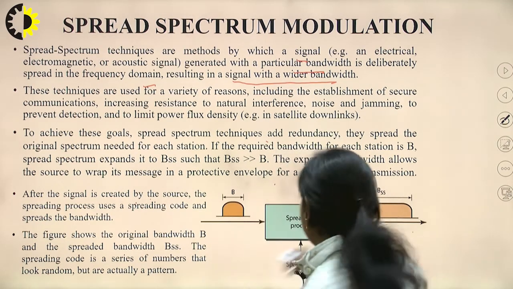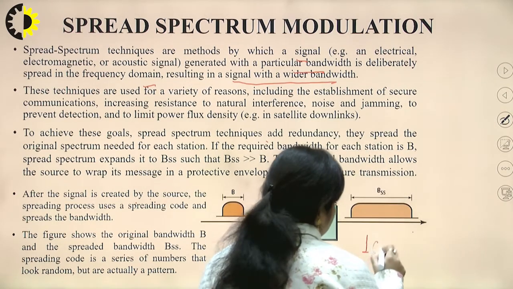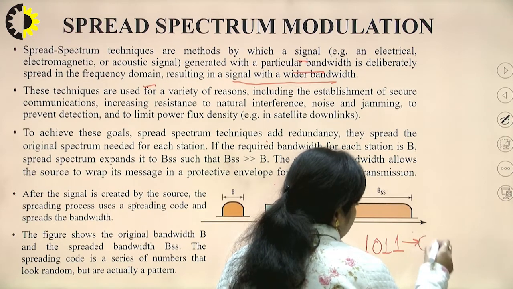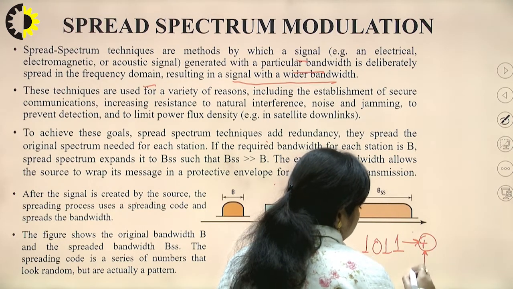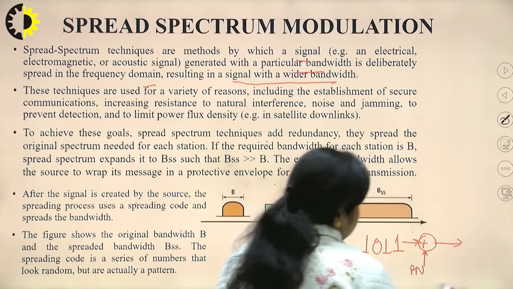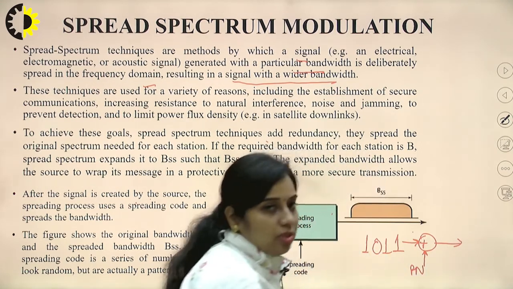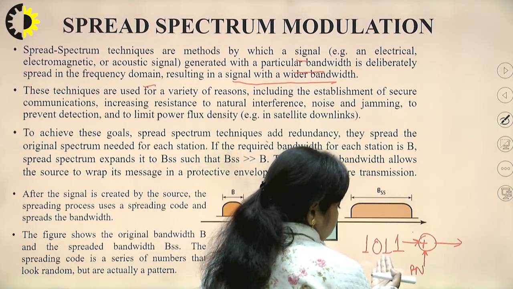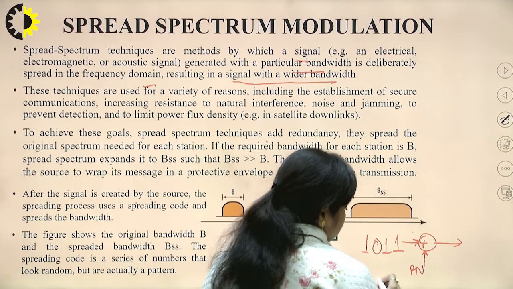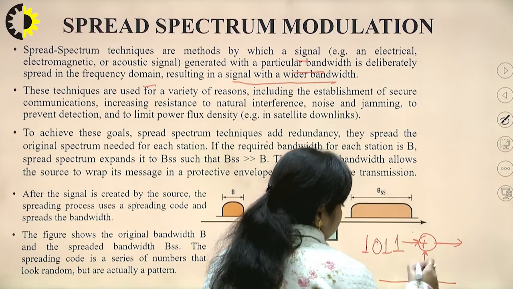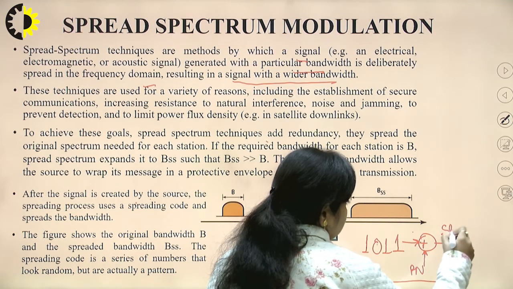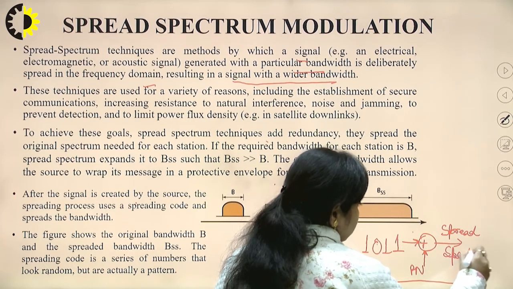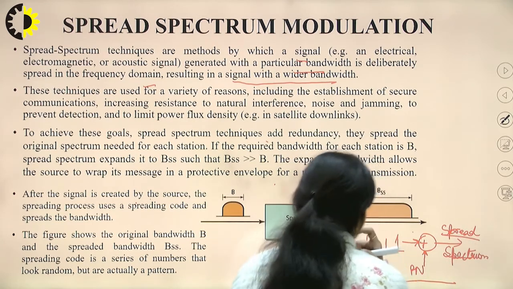Let's say we have 4 bits, 1, 0, 1, 1, and we want to modulate them using SS modulation. Then a modulo 2 addition will be performed with the PN sequence. Let's say this PN sequence is a 15-bit code, which will be much longer than the 4 bits of data. So the 15-bit code is modulo 2 added, and then we get the spread spectrum modulation.